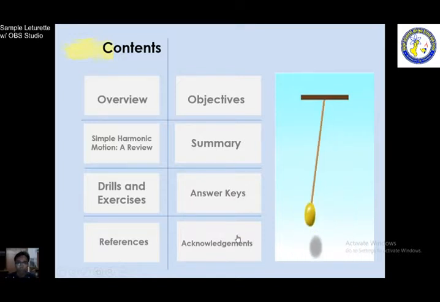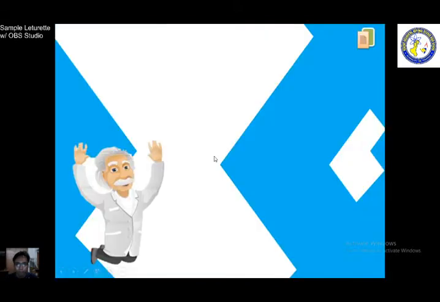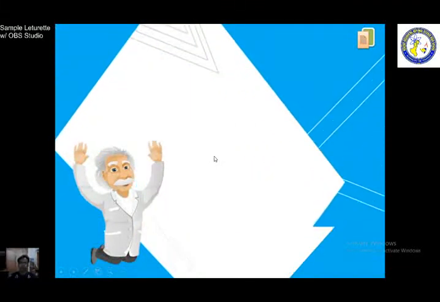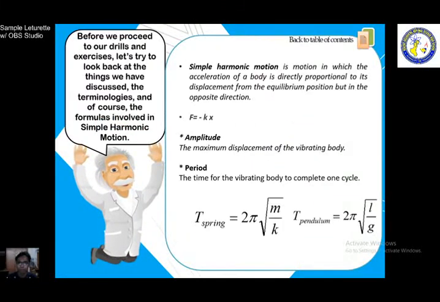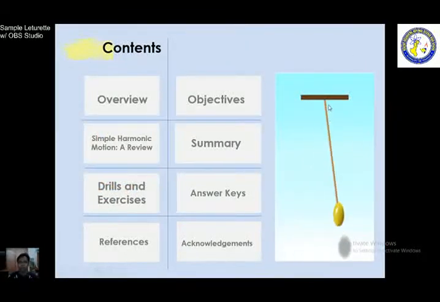So one helpful feature of this e-module is that you can easily navigate it by simply clicking on the following boxes. So for example, you want to view the objectives or the summary of our lesson. So just simply click summary and it will lead you to the summary of our lesson. And going back to the contents, you simply click on the icon in the upper right to go back to the contents.